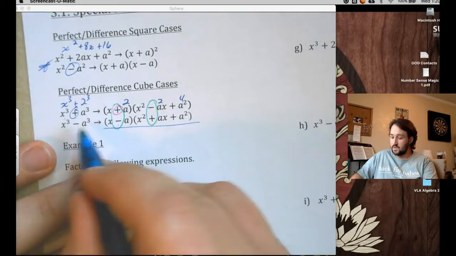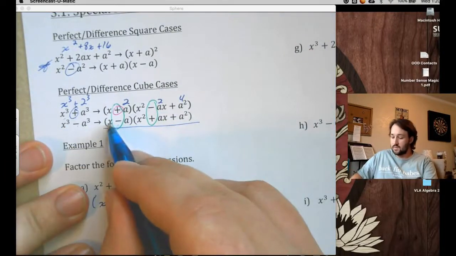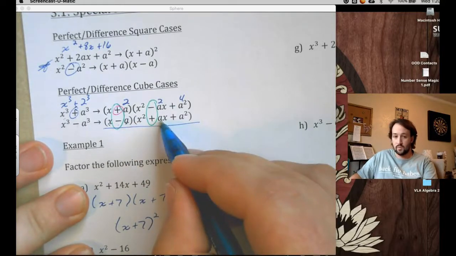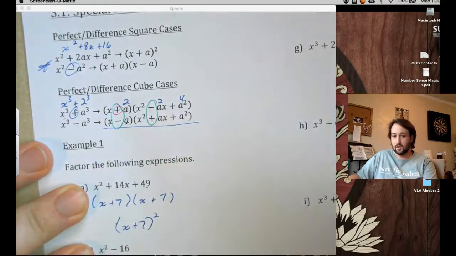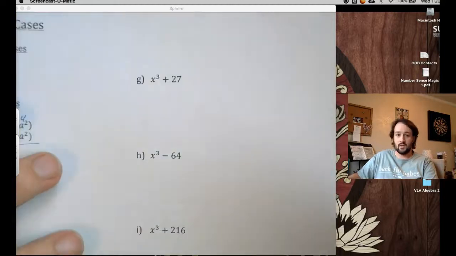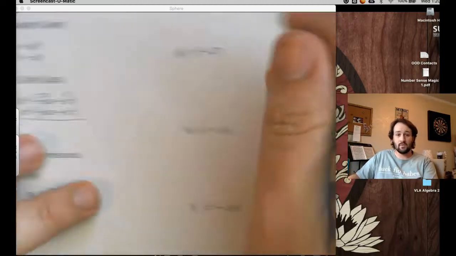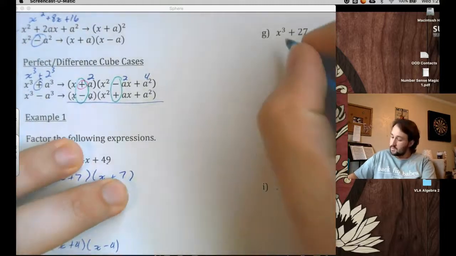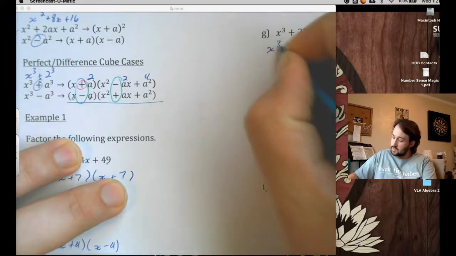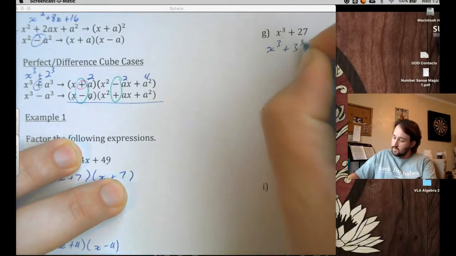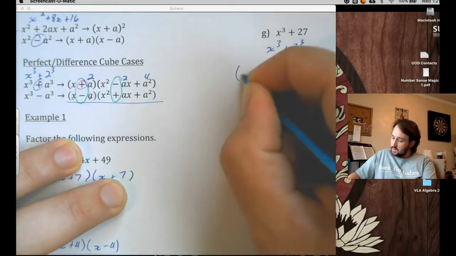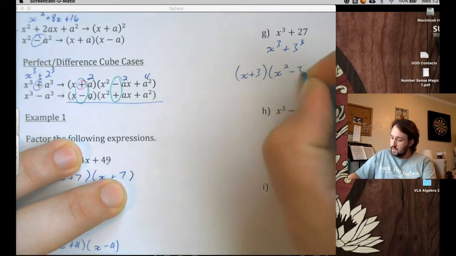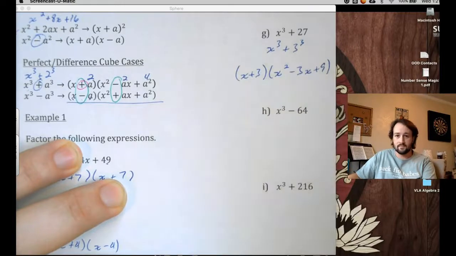All right, so a difference of cubes is the first minus the second times the first squared plus them two multiplied together plus the second squared. All right, looking on to the next one. This is a sum of cubes. So here I'll leave it, can we see that? Yeah, that'll be okay. Because this is x cubed plus 3 cubed, so I have x plus 3 times x squared minus 3x plus 9.